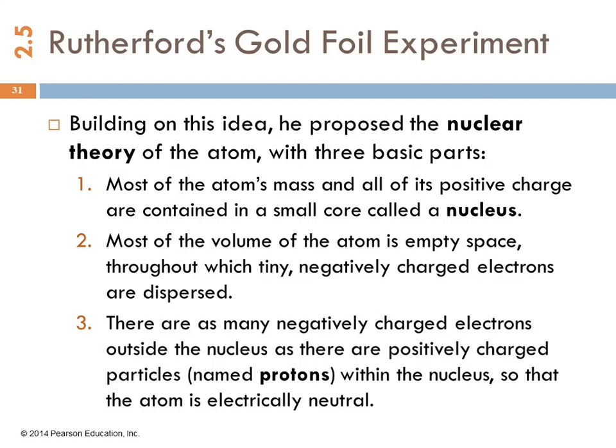So, based on his idea, he proposed the nuclear theory of the atom. Most of the atom's mass and all of its positive charge is contained in a small core called the nucleus. Most of the volume of the atom is empty space, and in that empty space we have tiny negatively charged electrons that are dispersed. He's not saying anything about what those electrons are doing. Another important part of this is that there are as many negatively charged electrons outside the nucleus as there are positively charged particles inside the nucleus. So the atom is electrically neutral. The positive particles are the protons. Protons are positive. They both start with P.